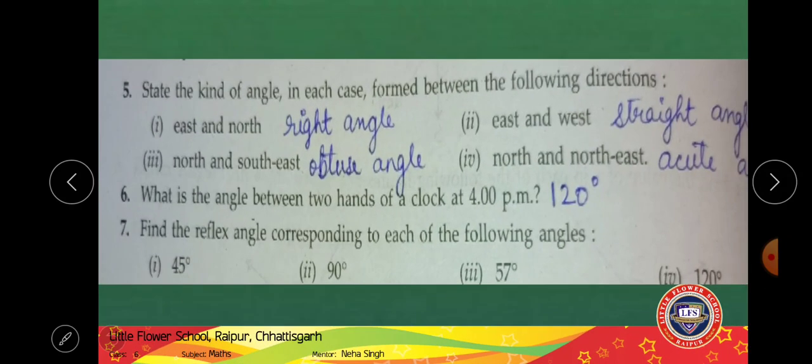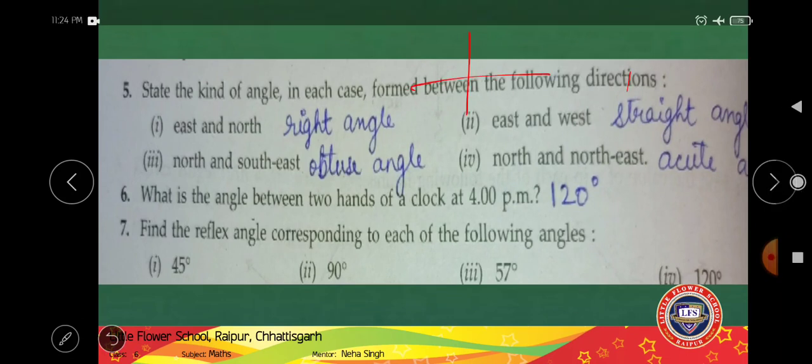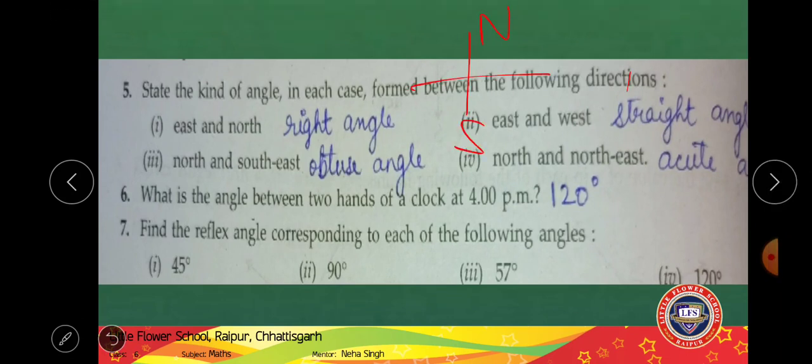Now next, state the kind of angle in each case. East and north. What are the directions? See, this is north, south, right? East and west. So this is 90 degree, we can say, right? So the angle between east and north is a right angle. East and west are on the opposite sides. So what angle will they form? They will form a straight angle, 180 degree angle, right?